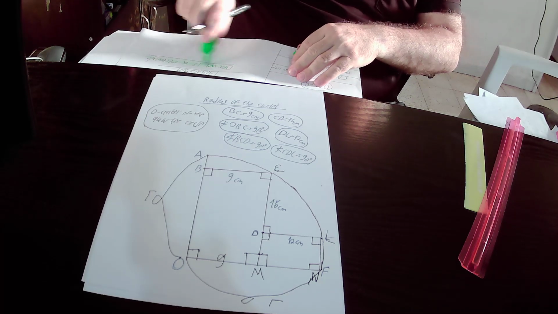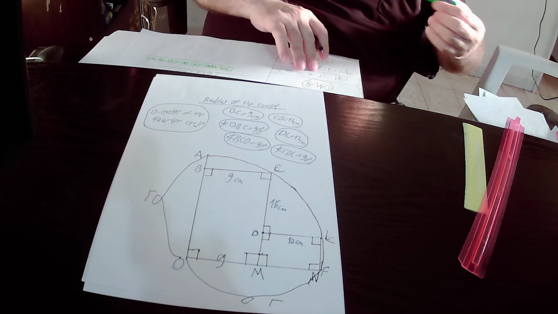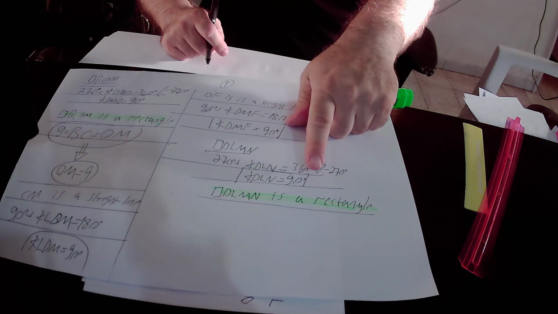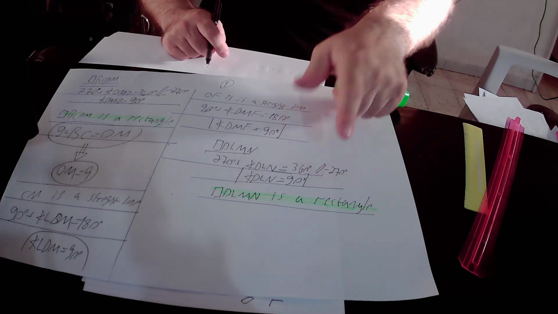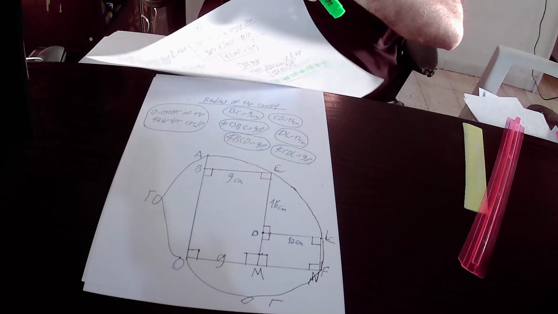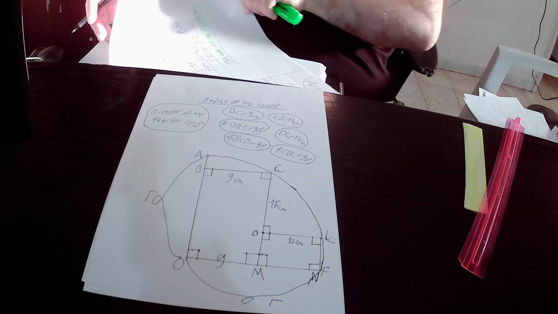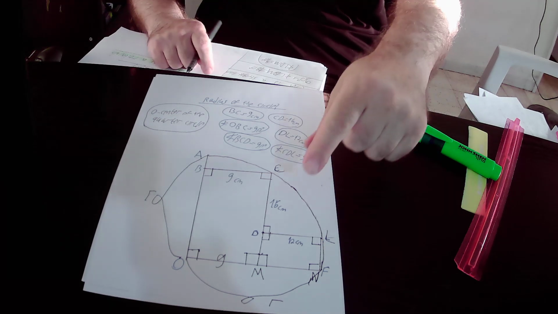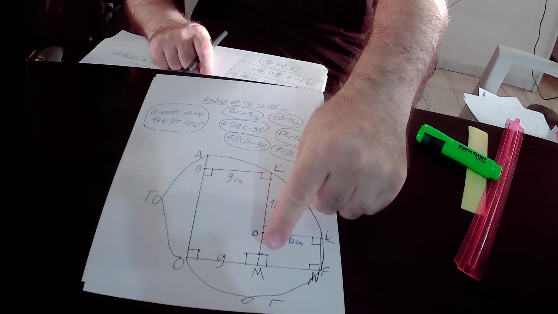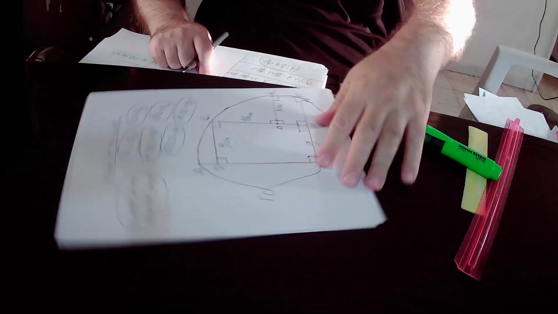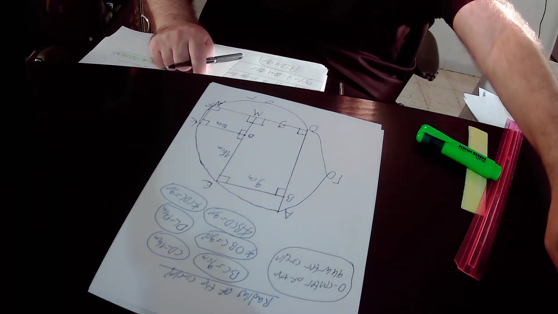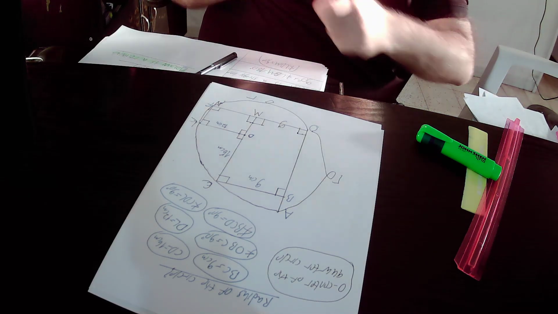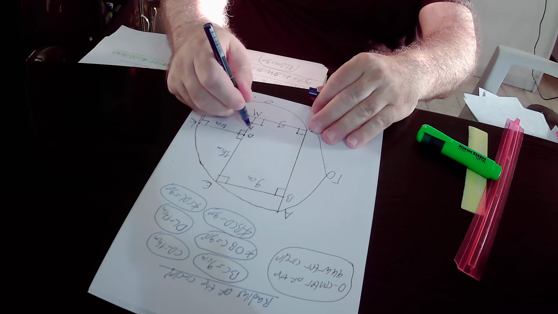I repeat again, here quadrilateral DLMN is a rectangle because it has 4 right angles. And we know that the opposite sides of a rectangle are equal to each other. So first of all, we will define side DM as H. Here DM equals H according to our definition.